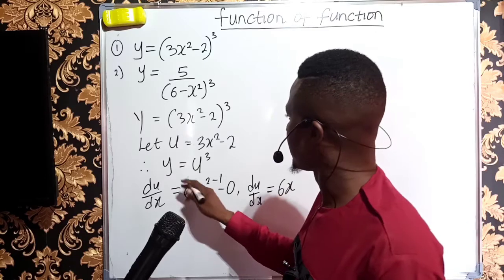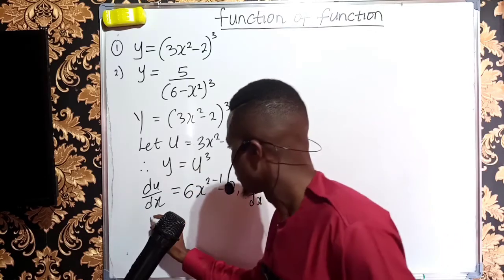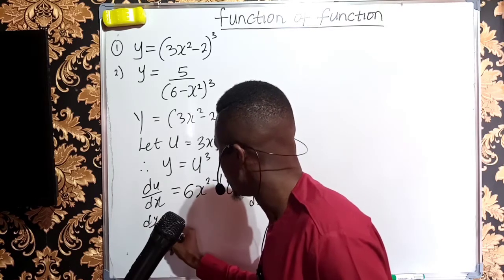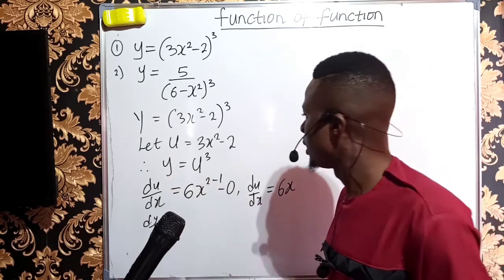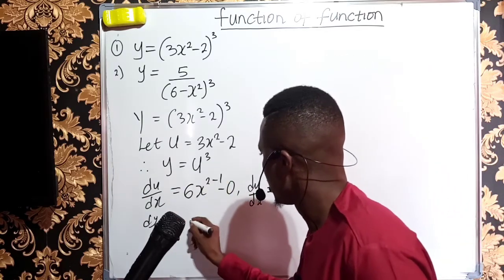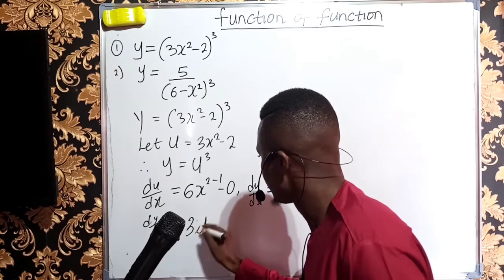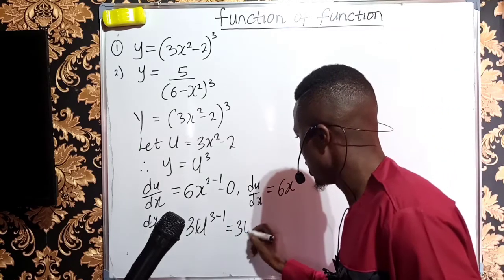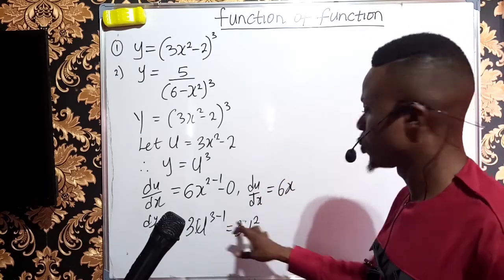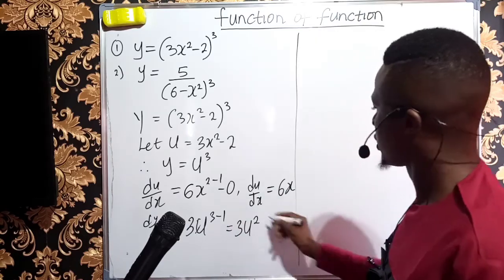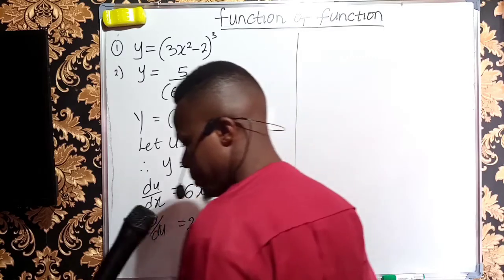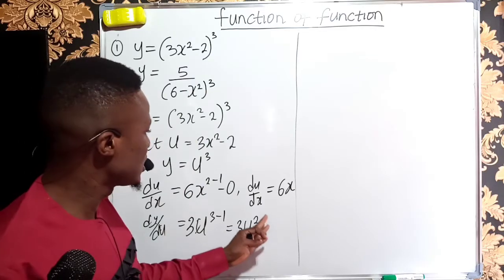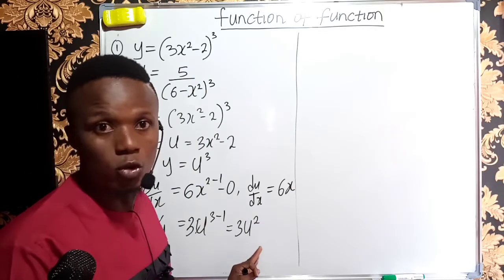Then again, let us get dy/du. So dy/du, the rate of change of y with respect to u, will give us, the 3 comes to the front, and the same 3 minus 1 as usual. So dy/du will give us 3u², because 3 minus 1 is 2. So let us continue from this side. Remember, here we have that our du/dx is 6x and dy/du is 3u².